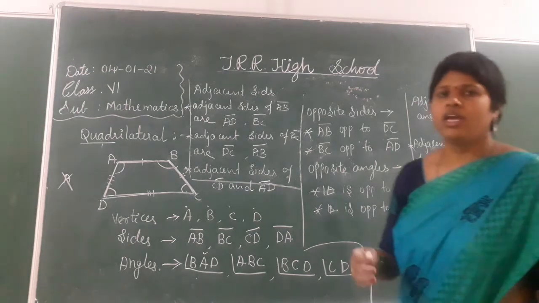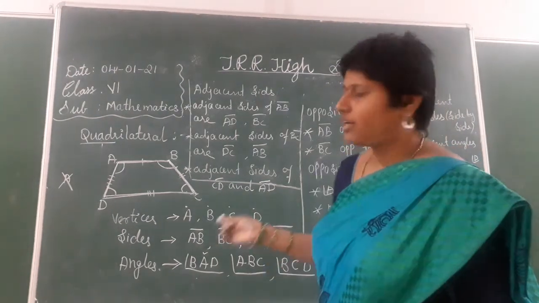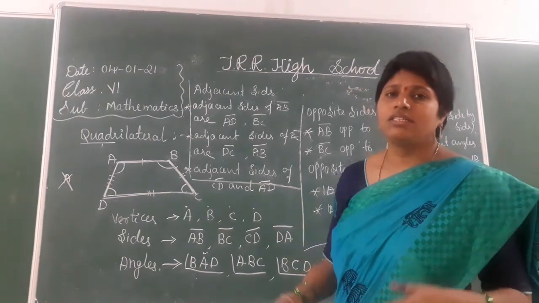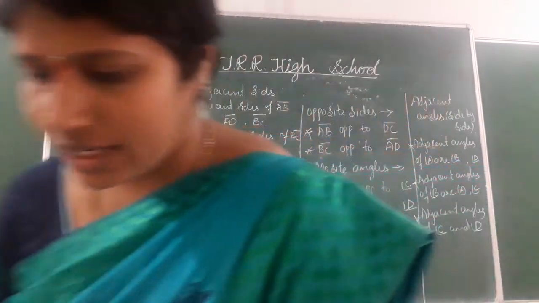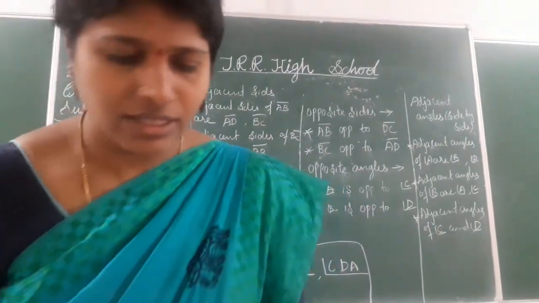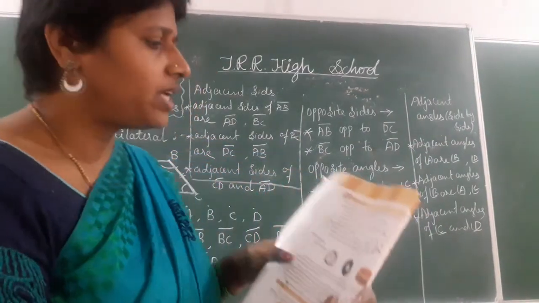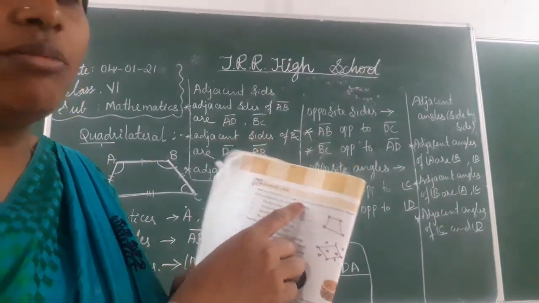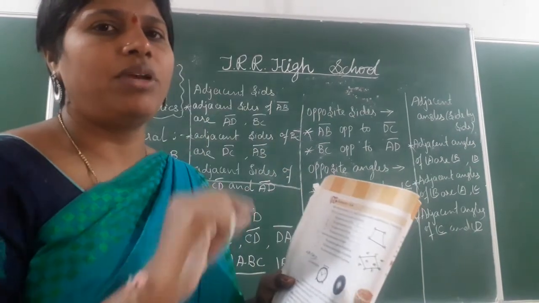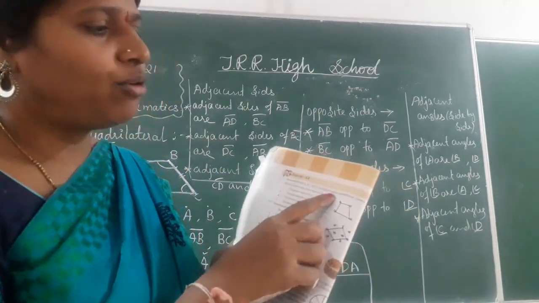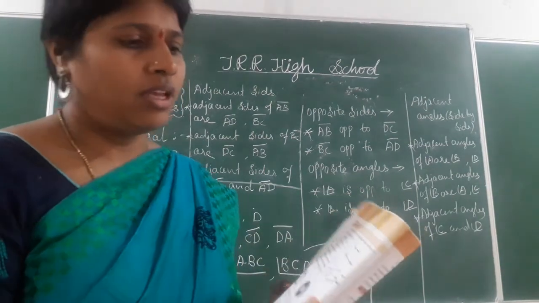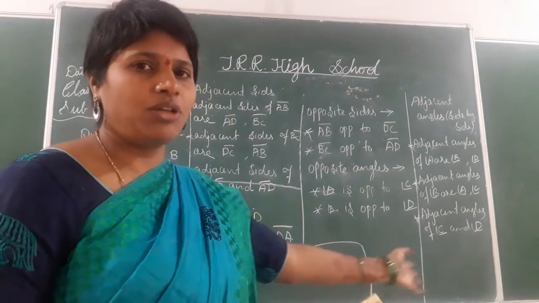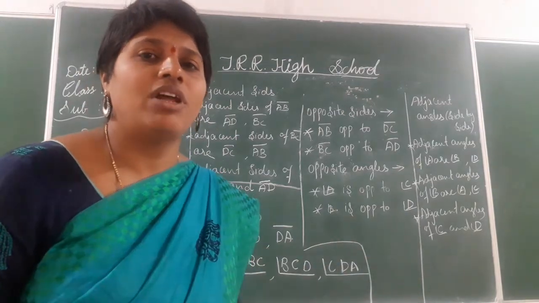Very important. You take your own quadrilateral and try to find the adjacent sides, adjacent angles, opposite sides, opposite angles. Clear, children? Even in the textbook you have an exercise on page number 56, exercise 4.4. Mark any 4 points A, B, C, D anywhere in the plane and join them to make a quadrilateral. Name it, and say which type of quadrilateral you are getting. Already I have explained the types of quadrilateral.